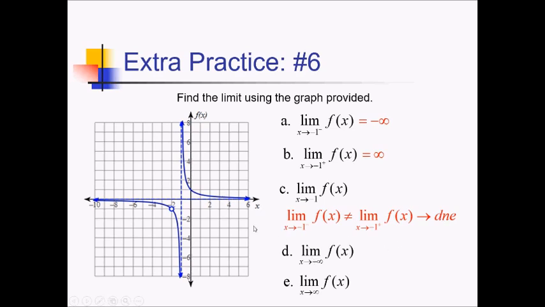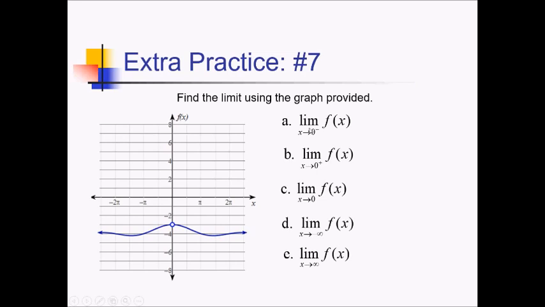All right, for part D, as we approach negative infinity, we're heading towards this horizontal asymptote on the x-axis. So that's a value of 0. And for part E, approaching positive infinity, going to that same horizontal asymptote, we're still getting 0 as the limit.